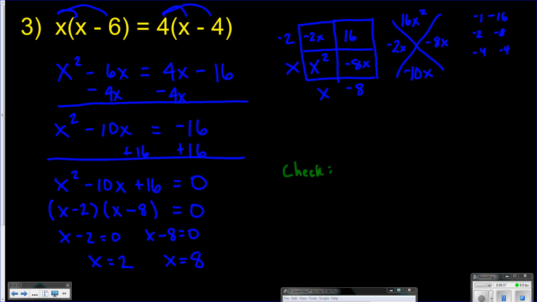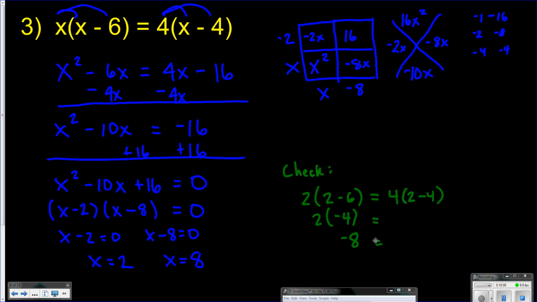I know a lot of you love checking your work so much, but what's the point in doing it if you don't know if you did it right? So I'm going to plug in my 2's here. I have 2 times the quantity of 2 minus 6. Well, 2 minus 6 is negative 4. 2 times negative 4 is going to give me negative 8.